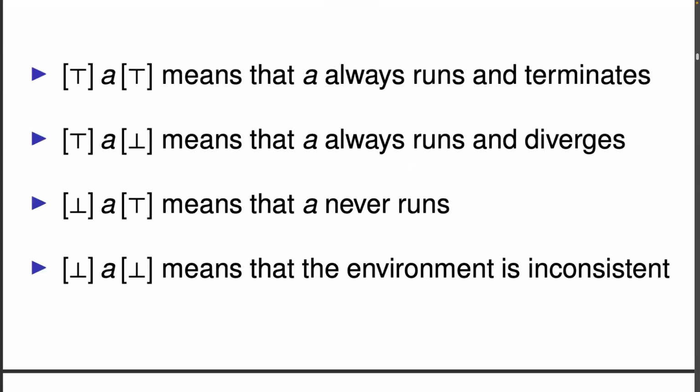And I wrote this out. Okay, so if we assume true, I mean, that is the empty assumption, true is always true. And if we guarantee that the true predicate will be satisfied on the output, we are guaranteeing that output exists. So this means that program A always runs and terminates.